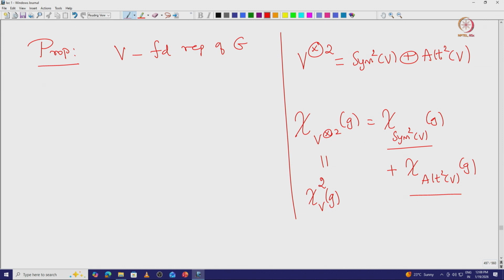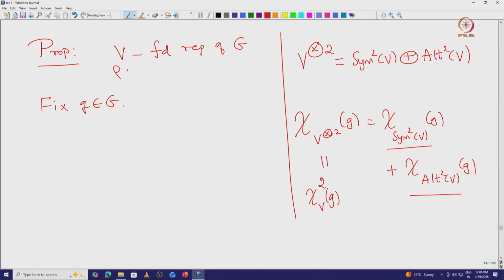For that, we are going to fix an element g in G and then compute the trace. So let us fix g in G, and we know that rho(g) is going to be a diagonalizable operator acting on V.